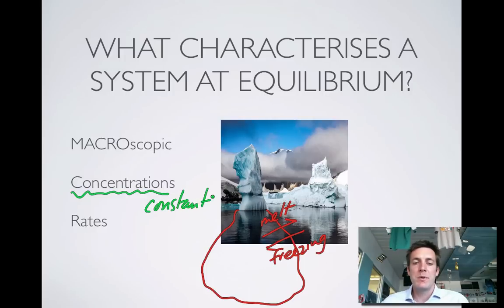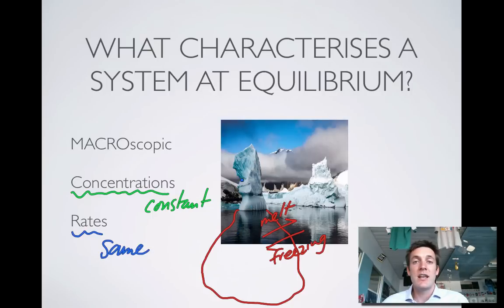So on a macroscopic level, the characteristics of an equilibrium system are that the concentrations of reactants and products remain constant. How can they remain constant? Well, if this ice is melting at the same rate that it's freezing, then there won't be any change in the amount of it. So the rates will always be the same at equilibrium. Notice that the concentrations don't have to be the same. We can have lots of ice or lots of water. As long as they're constant, then the system is at equilibrium.